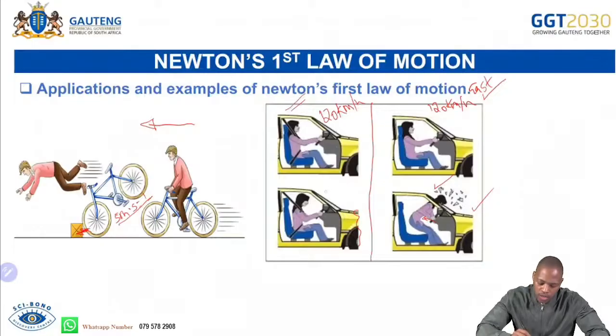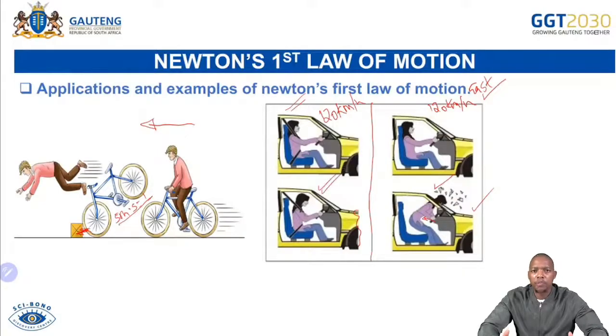These accidents are so fatal that it even became a law to say all cars must have seatbelts in them. And the reasoning behind that is Newton's first law. The reasoning is that if people are moving in a car at a certain speed, or the car is moving at a certain speed, they are also moving with that speed. If the car suddenly comes to a stop, they are going to continue moving and they crash out.